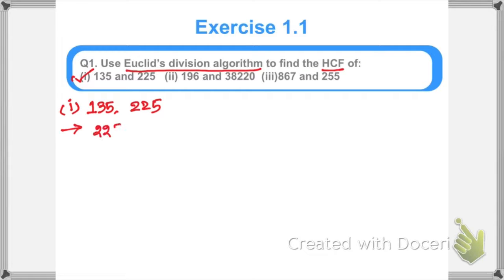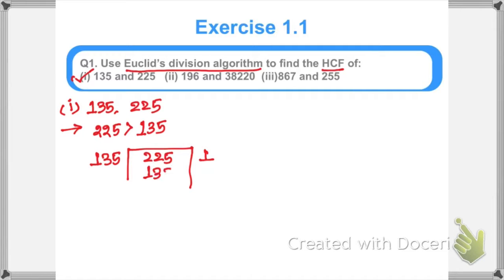So 225 is greater than 135. So since 225 is greater than 135, here we will take 135 as the divisor and we will divide 225. Means 225 is our dividend and 135 is our divisor. Now 135 1 135, and here you'll get the remainder as 90 and your quotient is 1. Okay, so you can easily write it over here since we got it like this.